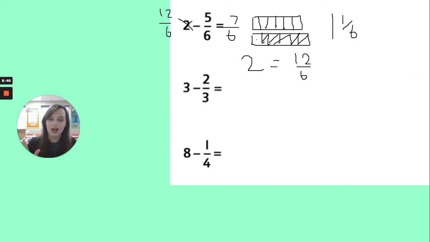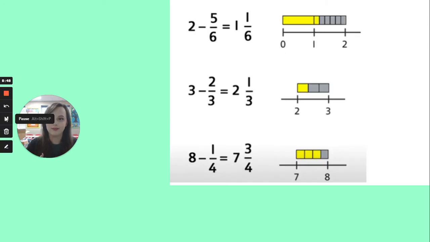Pause the screen now, and I'd like you to have a go at question 2 and question 3. I'm going to put the answers up in a moment and we'll see if we agree. And here are our answers. So you can see it's 1 and 1/6 for the top one. Hopefully you found 2 and 1/3, so 2 wholes and 1/3 for this question.